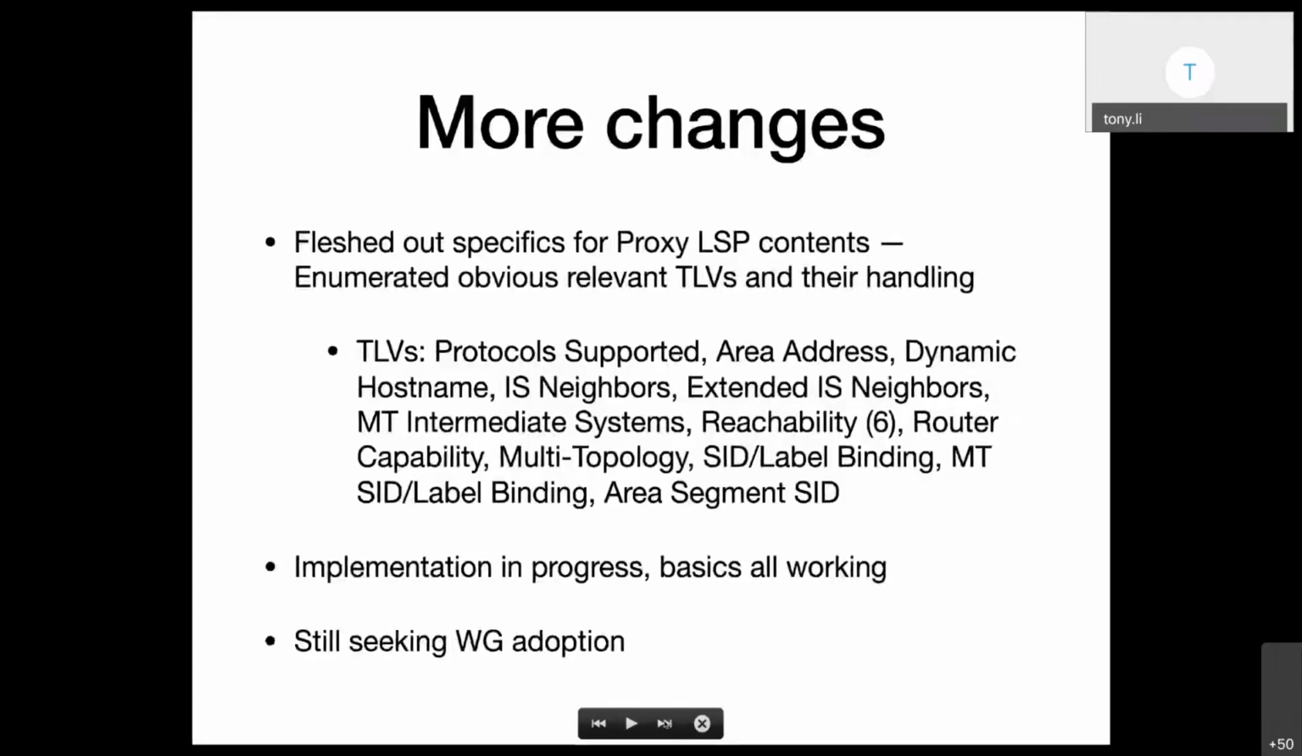We also spent some time fleshing out the text, describing all of the TLVs and how they get inserted into the proxy LSP. You can go through all the text to see all the gory details. Basically, the gist of it is, if it pertains to external connectivity, it gets shoved into the proxy LSP so that the rest of level two can see what's going on.